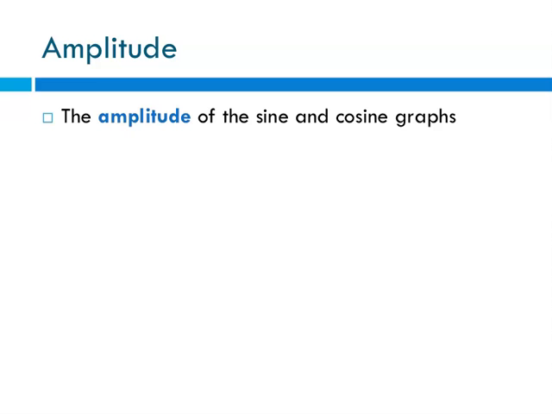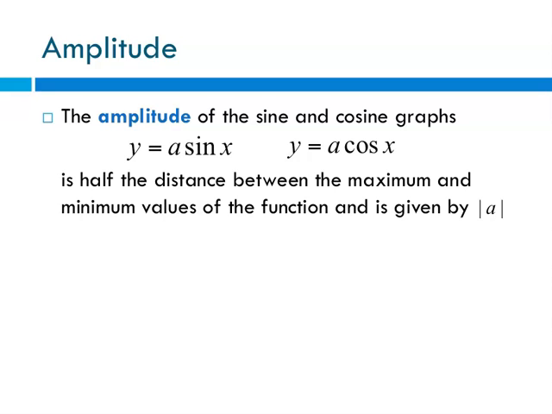Now the amplitude of the sine and cosine graphs that are given here is half the distance between the maximum and minimum values of the function, and it's given by the absolute value of a. Okay, so the amplitude is half the distance between the max and min values of the function and given by the absolute value of a.